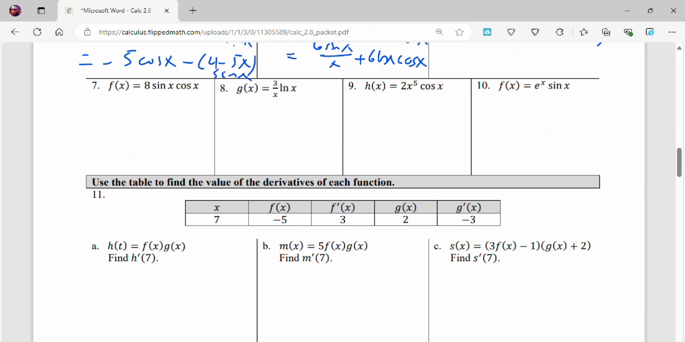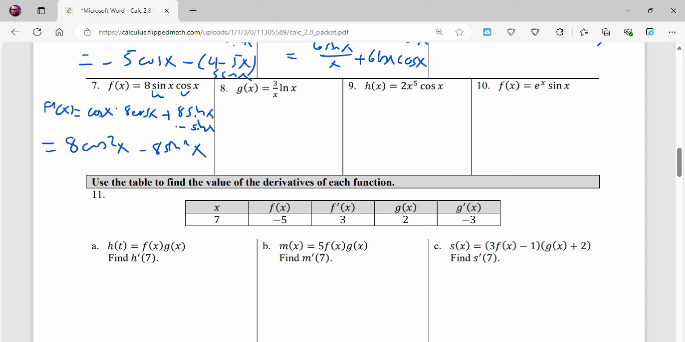Question 7. We have f of x equals 8 sine x times cosine x. So cosine is going to be v, 8 sine x is our u. So f prime of x equals v u prime. Derivative of 8 sine x is 8 cosine x, plus u, 8 sine x, times derivative of v, which is derivative of cosine, a negative sine. So we get 8 cosine squared x minus 8 sine squared x.